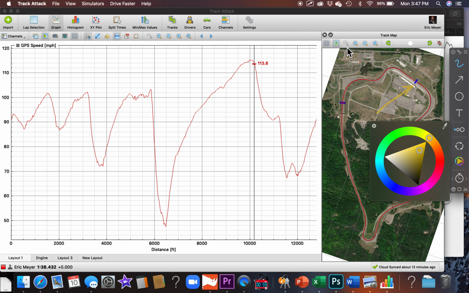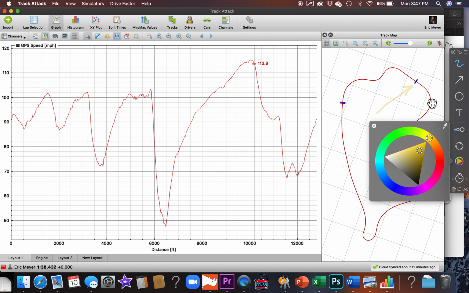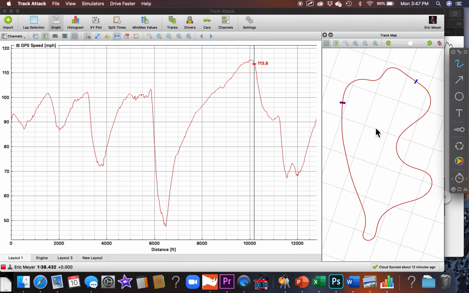That's our start-finish line. And that's zero value. That's where, if you wear those little pedometers when you're walking, that's where you start walking, right there. And then, by the way, the track direction goes this way and this way, if you didn't know that.